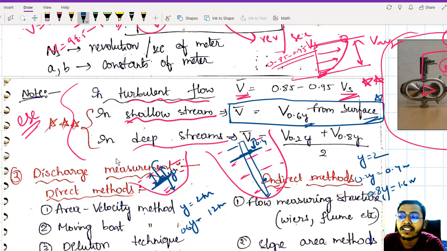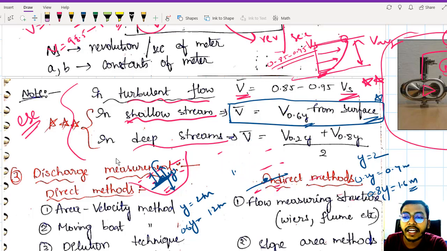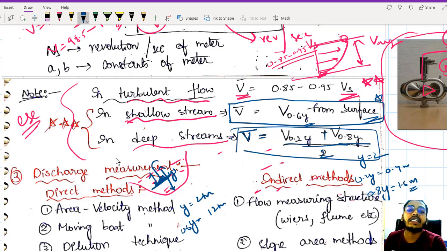0.8y means 1.6 meters, right? For 2 meters, 0.8 into 2, it will be 1.6. So at 1.6 meters from the top surface, again you have to measure the velocity at this particular location. Okay, so you know the velocities at 0.2y and 0.8y, V0.2y and V0.8y. So if you want the velocity in your deep stream, all you have to do is (V0.2y plus V0.8y) divided by 2. That will give you your velocity in your deep streams.